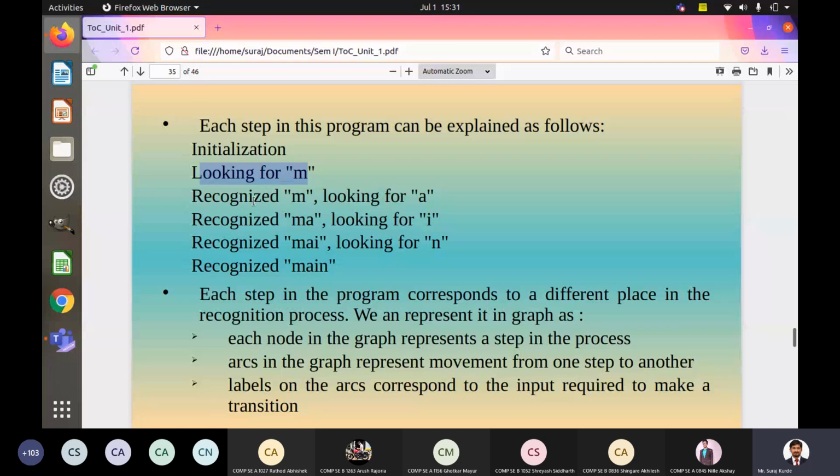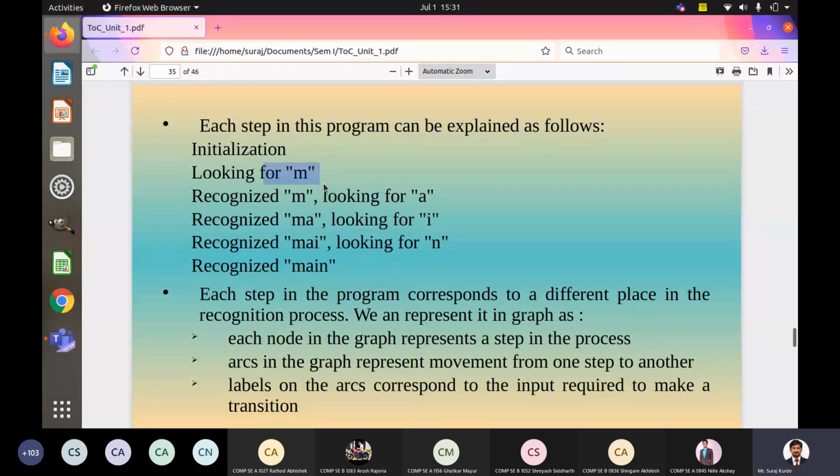Then for the start state, as we are going to recognize the word MAIN, the first alphabet which we are going to look for is M. Out of 26 alphabets from the English language, what we are going to check is whether the input is M or not. So for input M only it will change the state. Then it looks for A, and if the next input is not A, then again it will look for M.